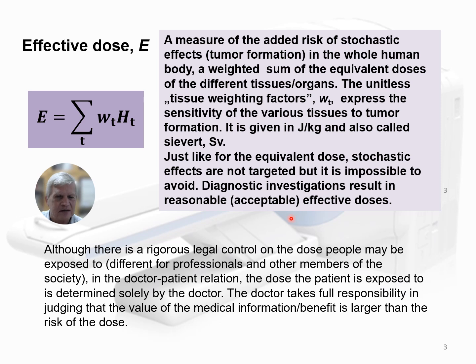Okay, but then the question arises, what is the situation when you go to see a doctor? And even you may suffer deterministic effects, then most probably the dose you get is much higher than 20 millisievert. In the doctor-patient relation, the dose the patient is exposed to is determined solely by the doctor. So in this situation, the patient does not belong to any category. He or she is not the general public. He is absolutely in the hands of the doctor. So the doctor takes full responsibility in judging that the value of the medical information or benefit is larger than the risk of the dose that is caused to the patient.